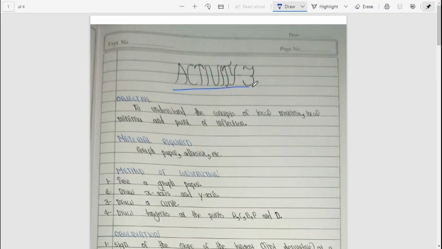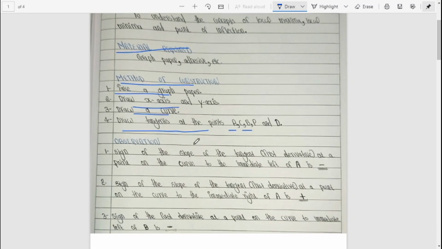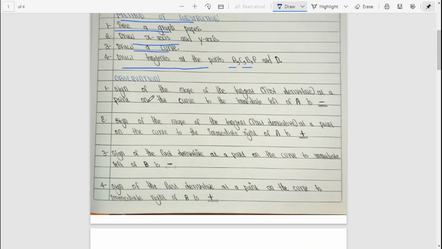Children, this is the way you have to write in your record book, your activity 3. Objective, then materials required, method of construction. I have not written exactly what was there in your maths lab because we are not taking any plywood board or white paper. We are just using a graph paper that will be stuck in the record book. Then draw the x-axis, y-axis, and we draw a curve. Then at the turning points of the curve, we mark the points A, C, B, P, D and draw tangents at those points.